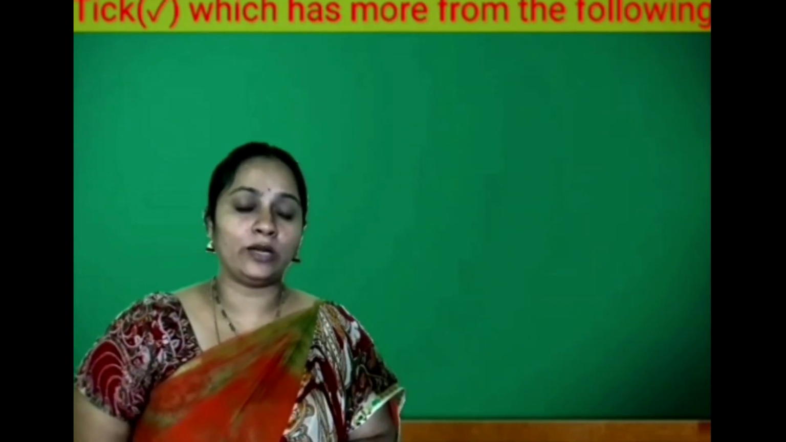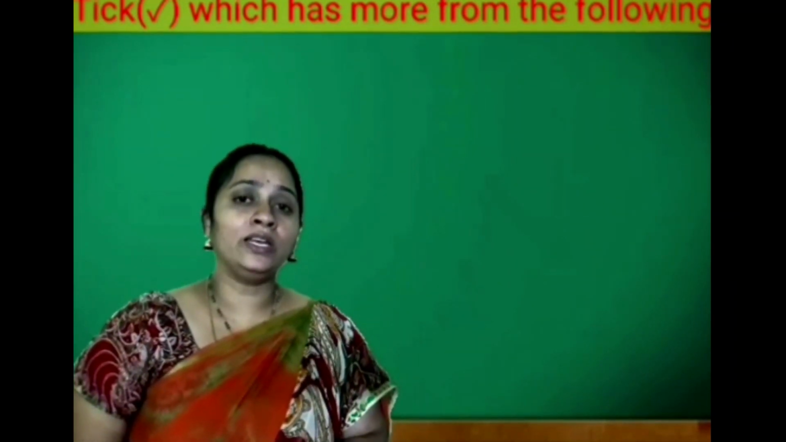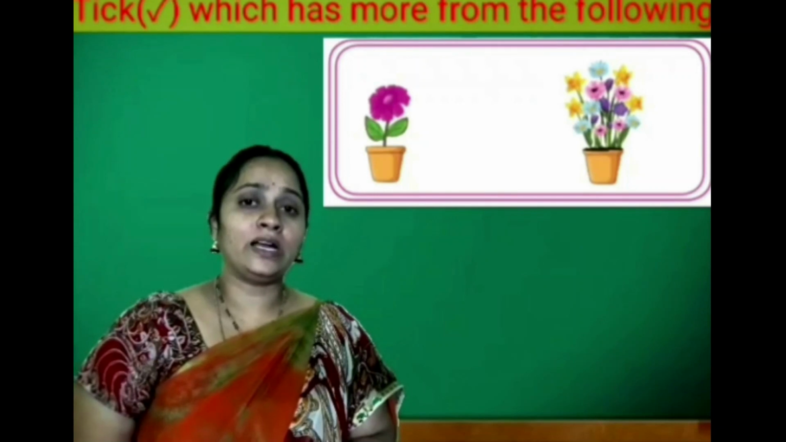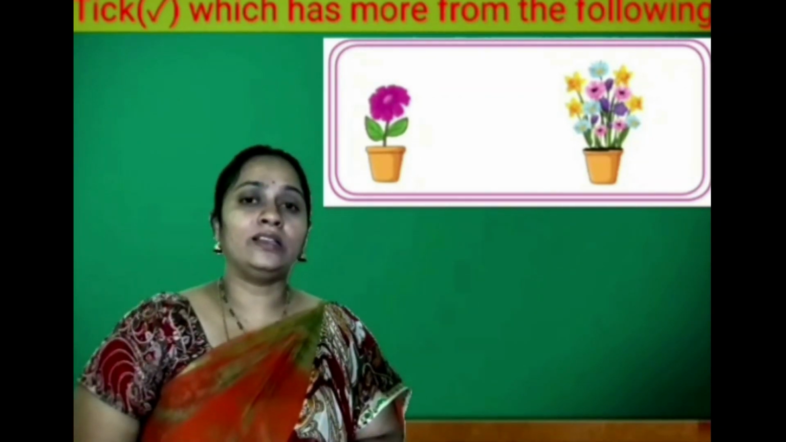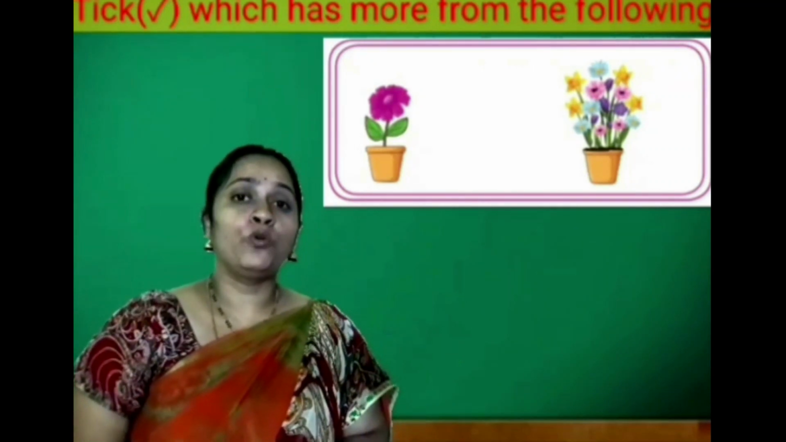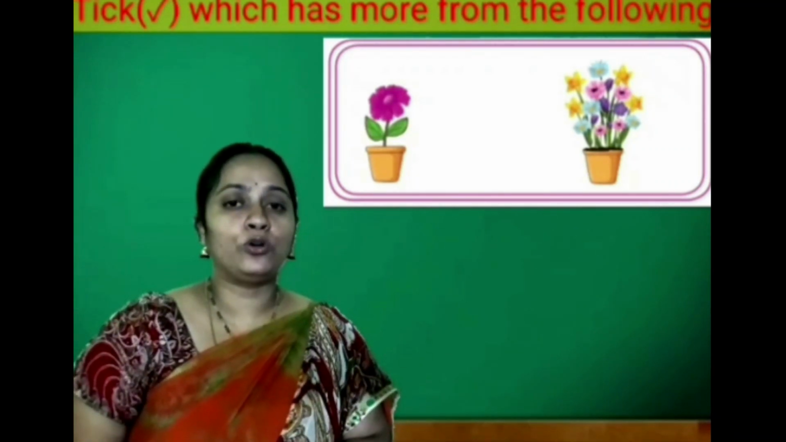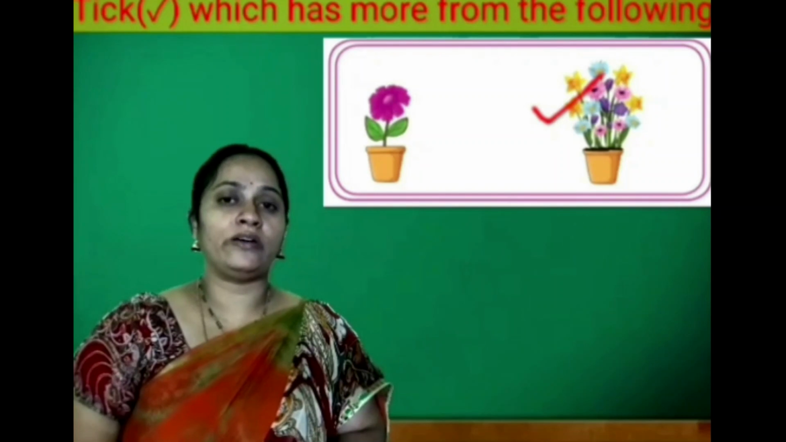Now coming to the second box. There they have given 2 flower pots. In that, the first flower pot has only 1 flower and the second flower pot has more flowers. So we have to put a right mark upon the one with more flowers. Now coming to the ninth one.